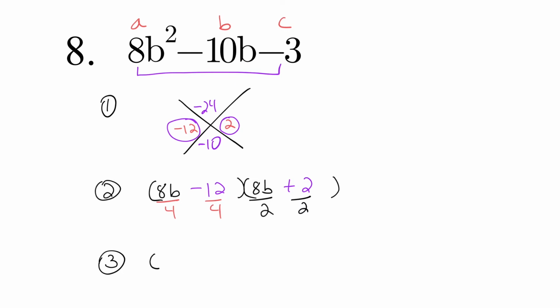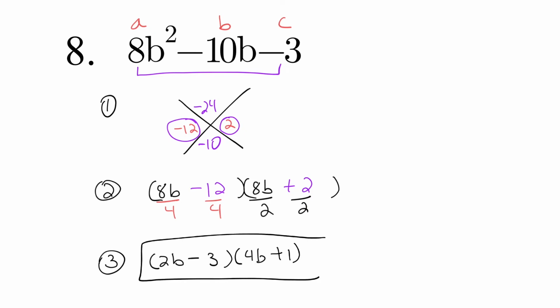So my third step, I'm going to divide 8 divided by 4. That's going to be 2b minus 12 divided by 4. That would be -3. And the next one will be 8 divided by 2. That's going to be 4b, and 2 divided by 2 will be 1. My answer will be these two factors when I factor the trinomial and a is not 1.